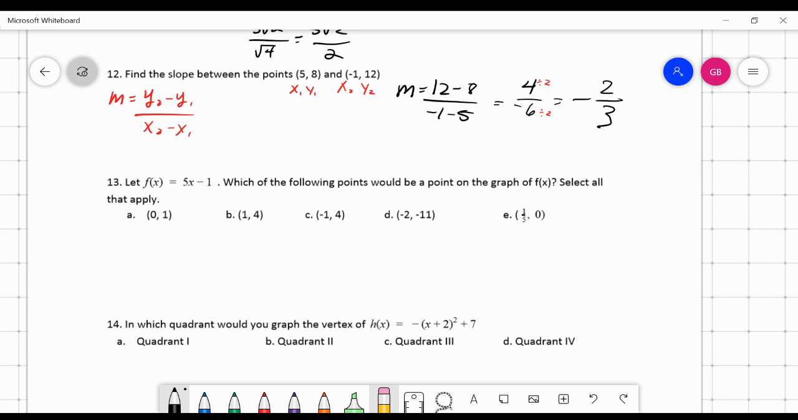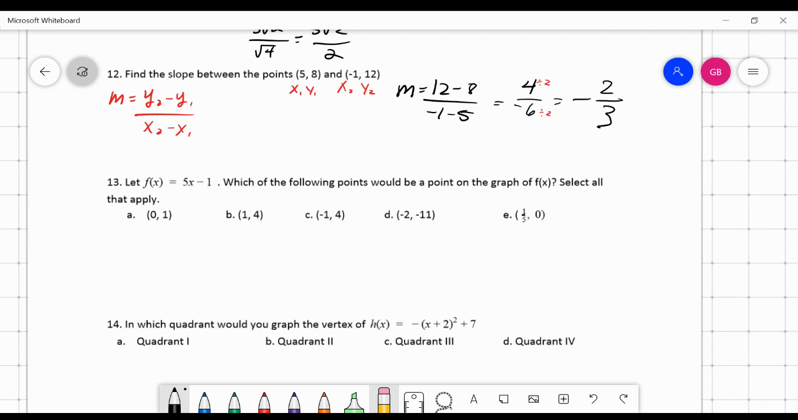13. Let f of x equal 5x minus 1. Which of the following points would be a point on the graph of f of x? Select all that apply. Okay. So in order for it to be a solution, you should be able to substitute the x value, and then whatever it simplifies to, you should be able to get the y value.